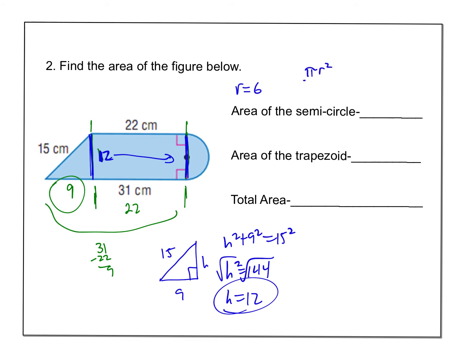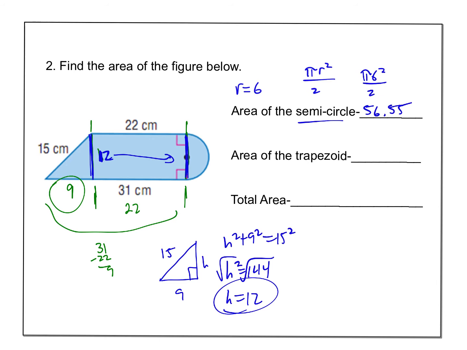So for my pi r squared, and since it's a semicircle, I want to divide by 2. I want 6 squared times pi divided by 2. All right, a little calculator mashing, and I get 56.55.